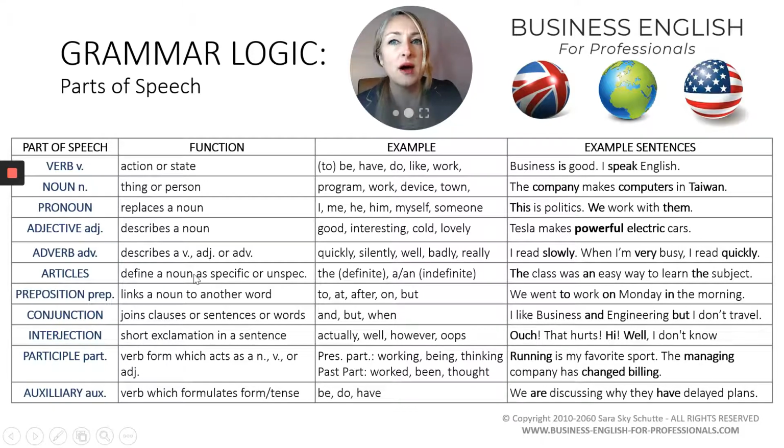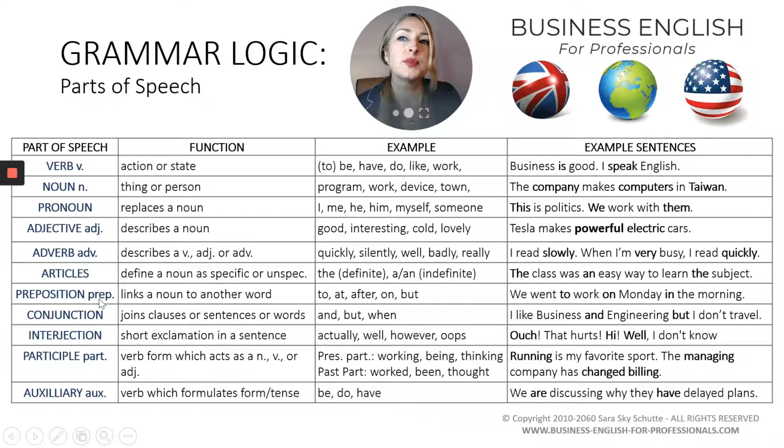Articles. These define a noun as specific or unspecific. So the is a definite article. The book I'm reading, specific. These are indefinite articles. I'm reading a book. Okay, it's not specific, just some book, one book, a book. Okay. The class was an easy way to learn the subject. Okay, so the class, very specific. That's one particular specific class. An easy way, one way that was easy out of many. And then to learn the subject, this specific subject that we're speaking about in context here.